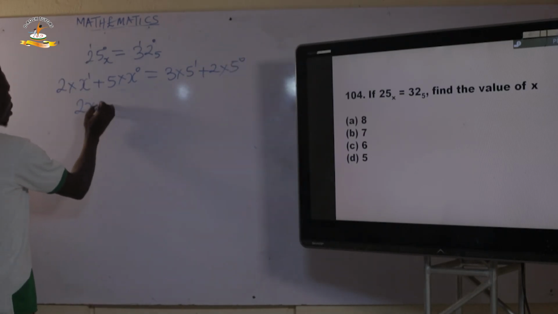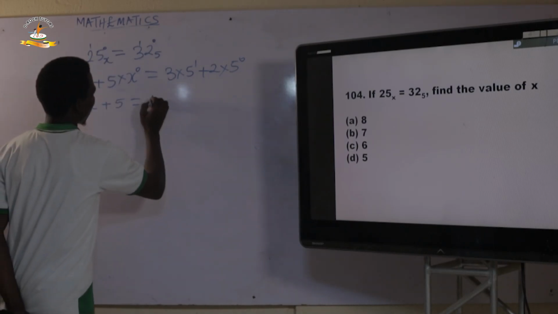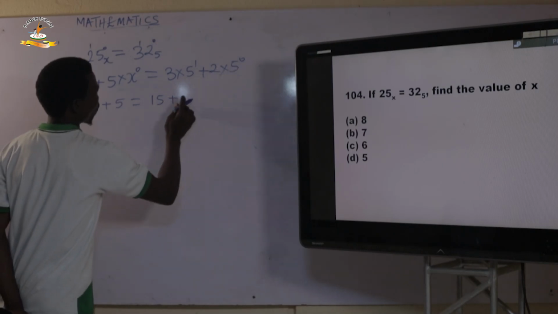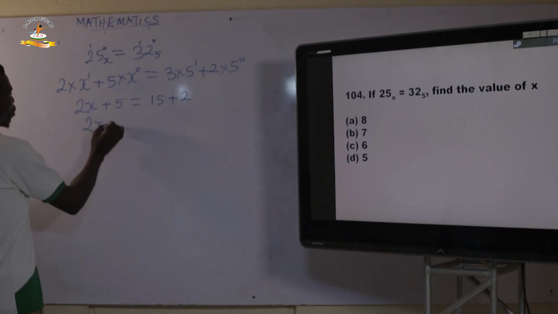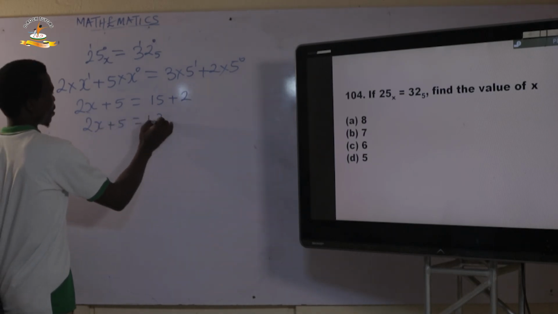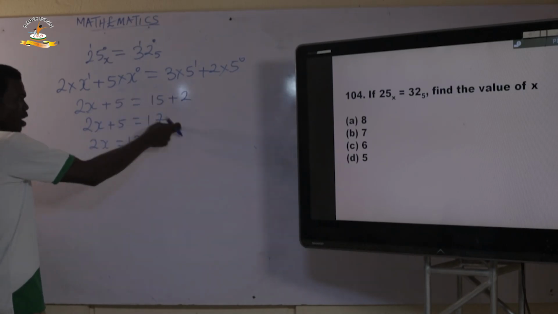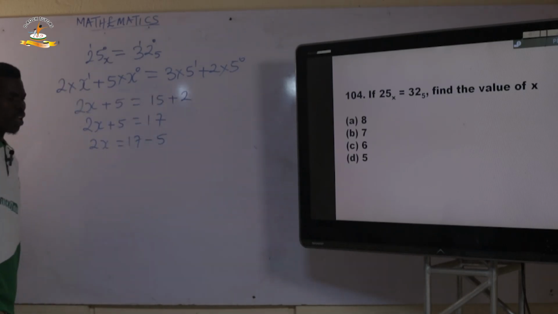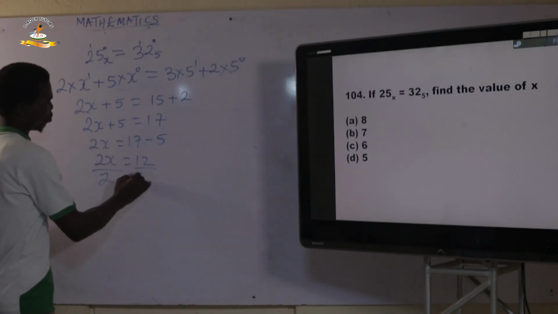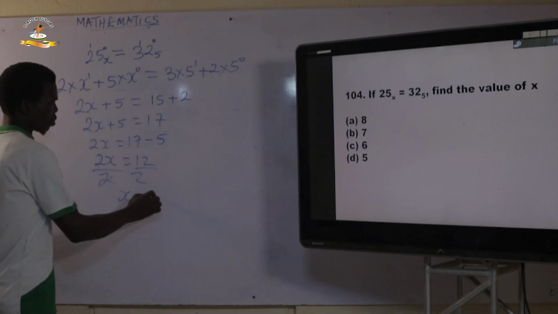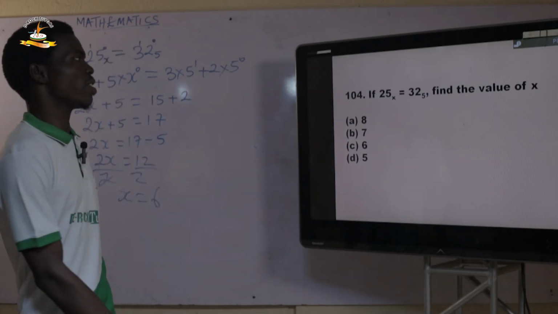We have 2x here. X raised to the power 0 is 1. So multiplied by 5 is 5. Equals to 3 times 5, 15. Plus 2 times 1 is what? Is 2. So 2x plus 5 equals to what? 17. We bring minus and plus 5 there to become what? Minus 5. And we have what? 2x equals to 12. And dividing both sides by 2, what do we have? We have x equals to 6. This our base number is what? 6, which is option C for 104.